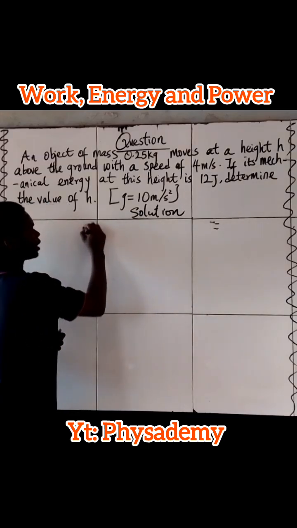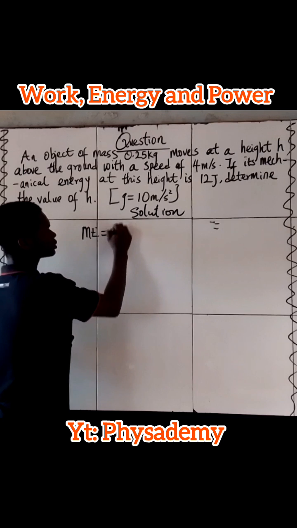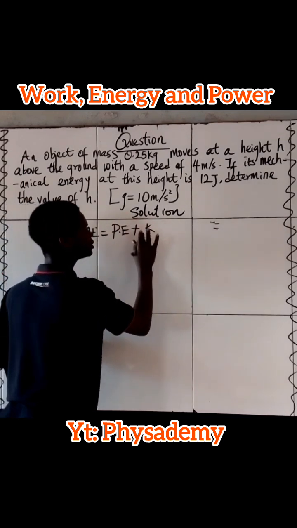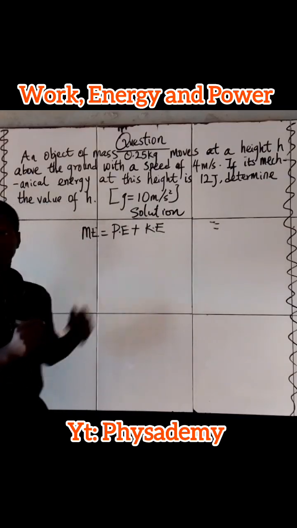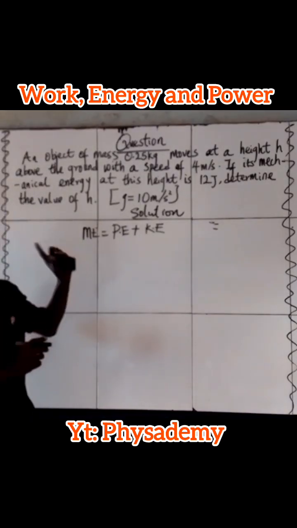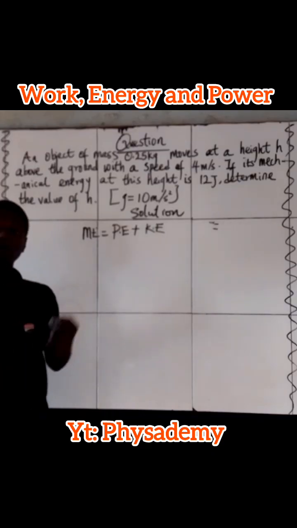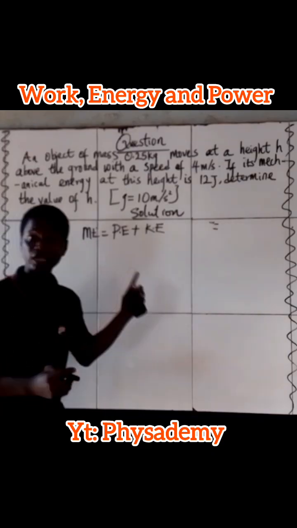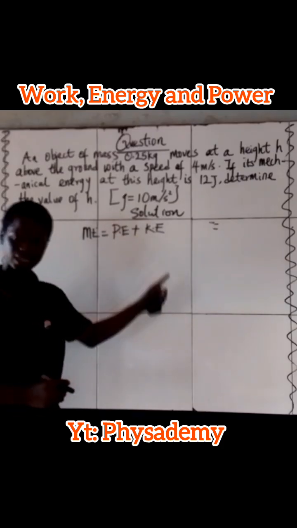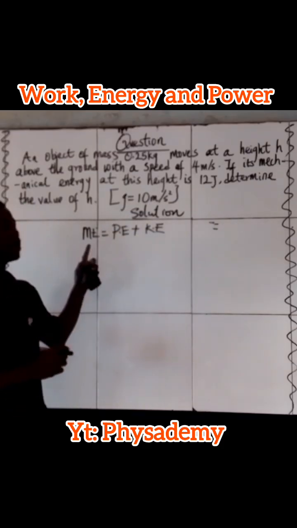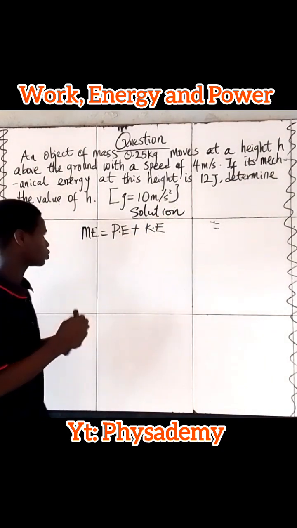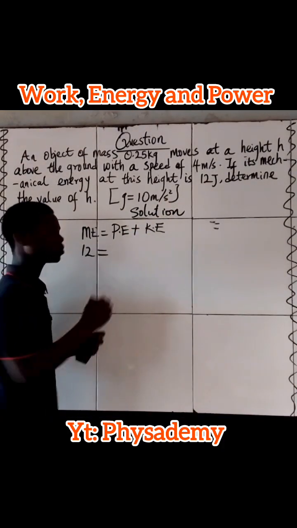So using the formula ME equals PE plus KE, this is the formula we're going to use to get the unknown height. In case you are asking, this formula was taken from the law of conservation of energy, that the total mechanical energy is equal to the sum of the potential energy and the kinetic energy. So when we're given the value for mechanical energy from the question, they said it's 12 joule, we just simply write 12 equals to.